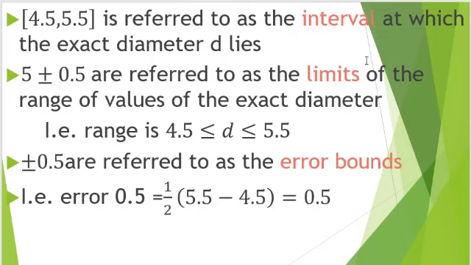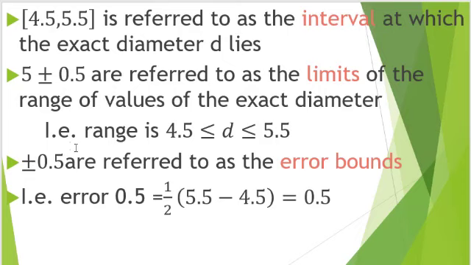Those are the limits. I think you're hearing here, this is plural. That means we have more than one. When you add and when you subtract, those are two values, so I'm right to say that it's plural. They are two values. And the range is written as 4.5 less or equal to D less or equal to 5.5. And finally, plus or minus 0.5 is what we call the error bounds.